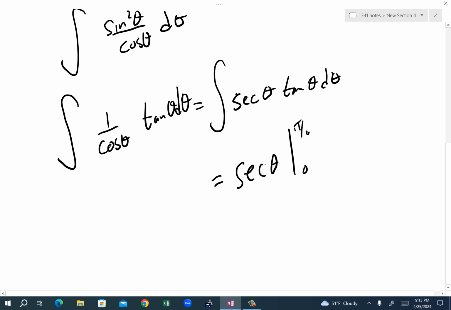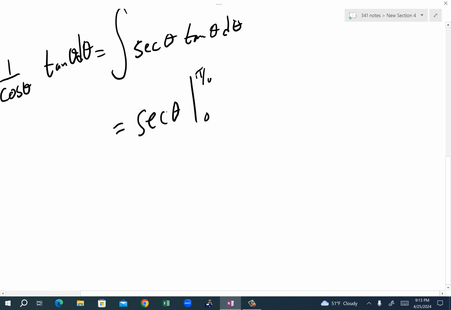0, pi over 6. Secant is 1 over cosine. 1 over cosine is 1. And then for pi over 6, the cosine of pi over 6 is root 3 over 2. And so the secant would be 2 root 3 over 3. Whatever that is.